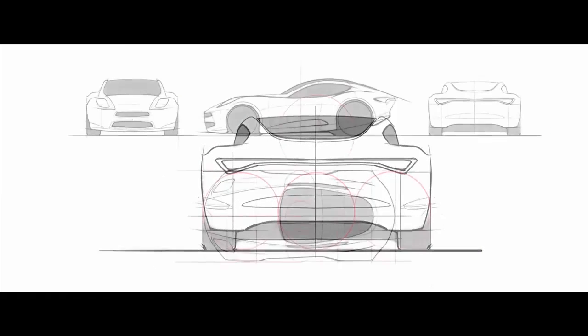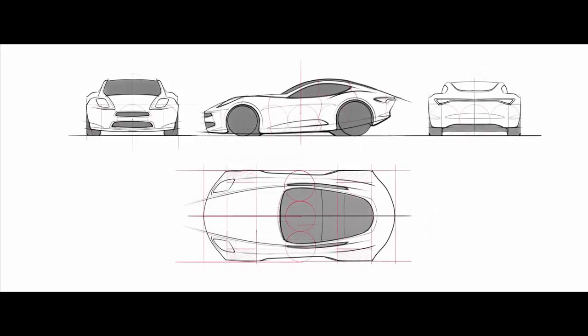If you are using reference vehicle orthographic view imagery, make sure you scale them so that the dimensions are consistent between images. Now, let's bring these images into Fusion 360 so we can start modeling in CAD.